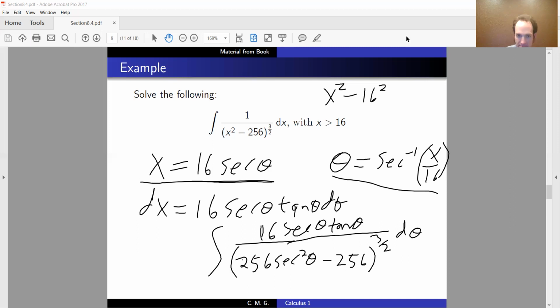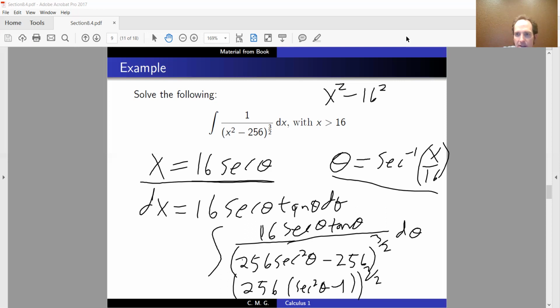So now what? So now I take my 256, and that's times secant squared minus 1. And that's all raised to the 3/2 power. And this is nice. The 3/2 power is the square root raised to the 3rd power. So I can do the square root of this and then take it to the 3rd power. And that's what I would end up with out of this. So we can go from there.